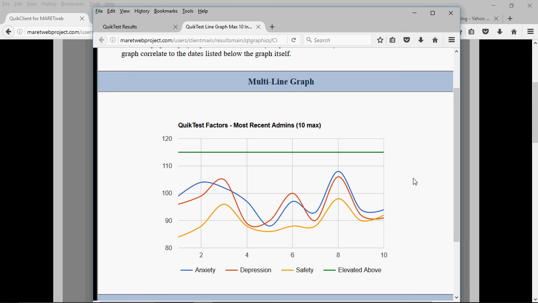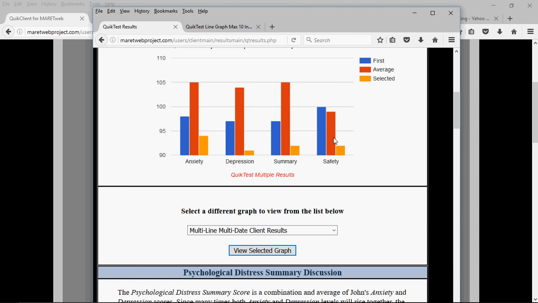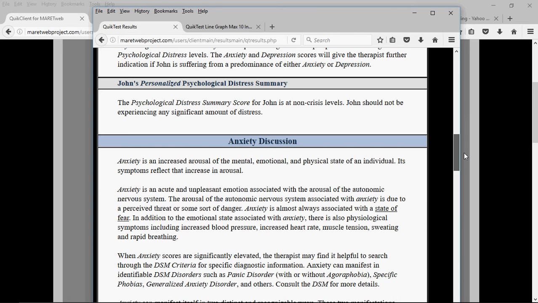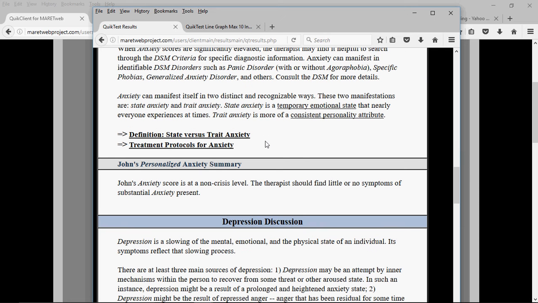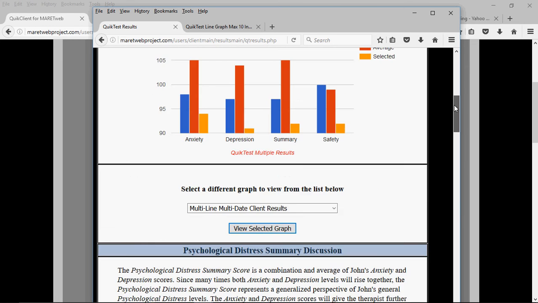So your initial counseling sessions should be for the purpose of lowering the QuikTest scores, the anxiety and the depression. You can use the built-in treatment protocols or use your own. Doesn't matter, either one. But if you need some direction, look at the treatment protocols. They're in the QuikTest results. We go over here, we look at this, and down this list right here: protocols for anxiety, depression, potential for self-harm. They're all here. Use those if you need to, if you want to.